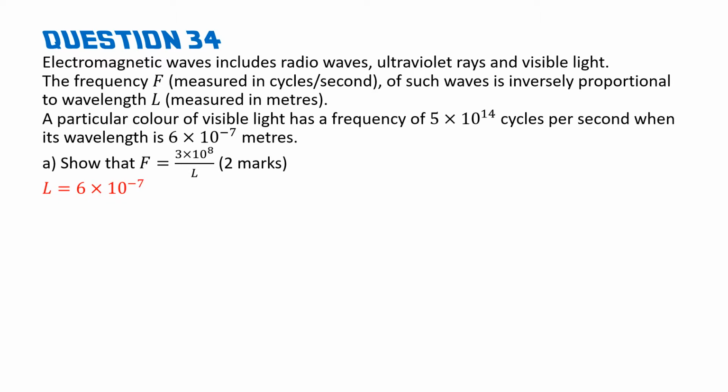So we know L is 6 times 10 to the negative 7, that was given to us. So I'm just going to substitute that into our equation. And we get that f is equal to 3 times 10 to the 8 all over 6 times 10 to the negative 7. Now, if you remember your index laws, that negative 7 means we can just do the reciprocal of it and have a positive.